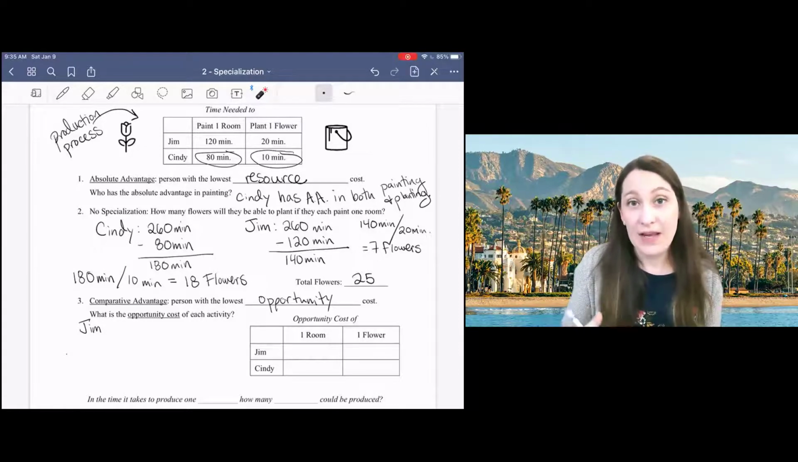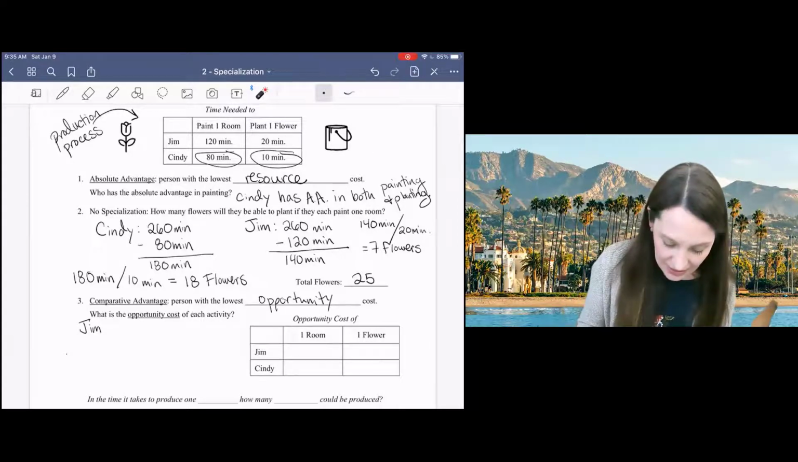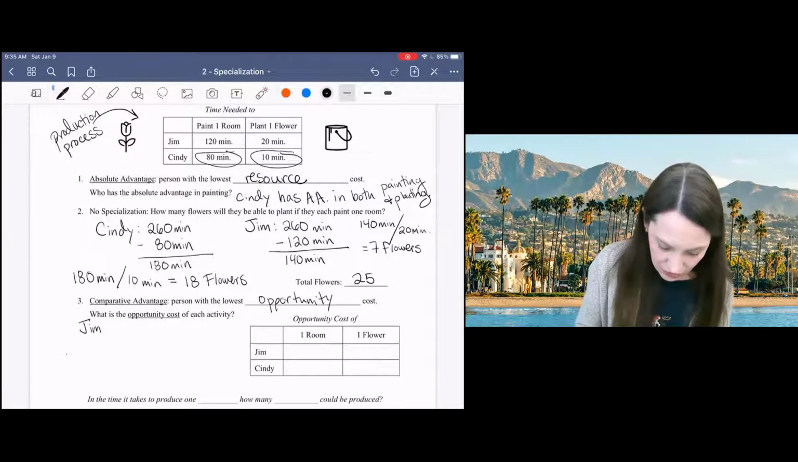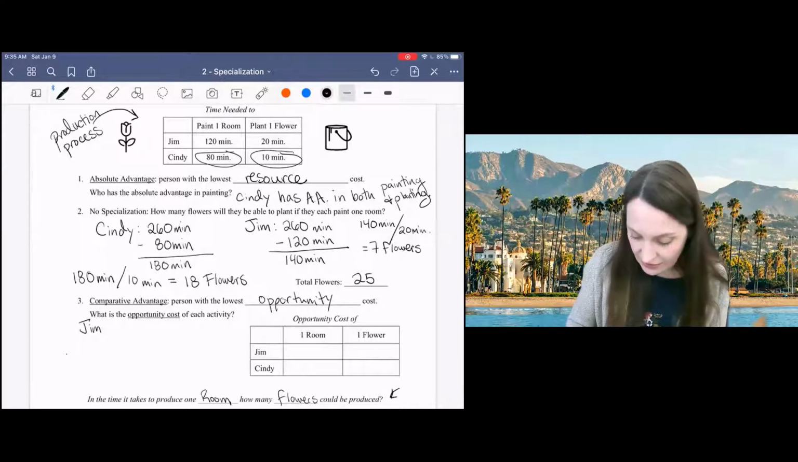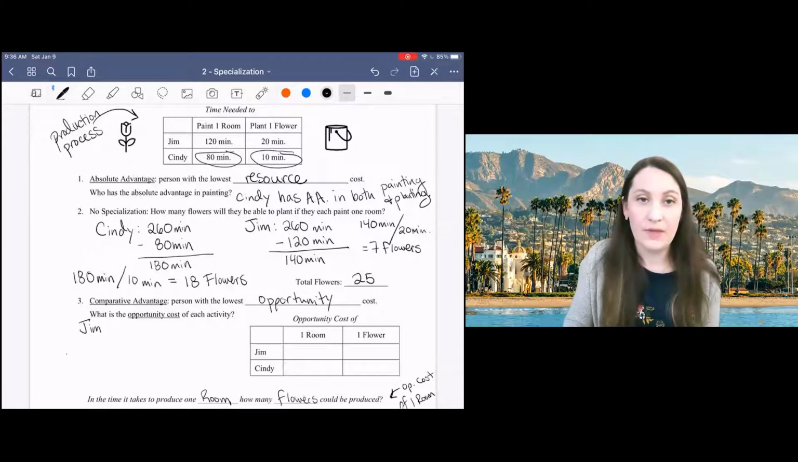I always phrase this to myself the same way every time. In the time it takes to produce one room, how many flowers could be planted? This will give you the opportunity cost of one room. If we reverse that, if we say in the time it takes to plant a flower, how many rooms could you have painted? Then we would be calculating the opportunity cost of planting flowers.